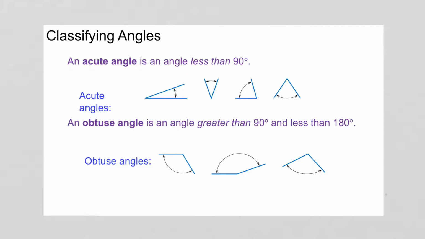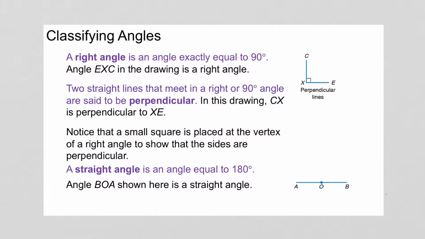An acute angle is a cute little angle. It is smaller than 90 degrees, and an obtuse angle is bigger than 90 degrees. A 90-degree angle is also called a right angle, and we denote that it's 90 degrees or a right angle with this little box here. Two lines that meet in a right angle or 90 degrees are said to be perpendicular. And a straight angle, just one that's a straight line, is equal to 180 degrees.